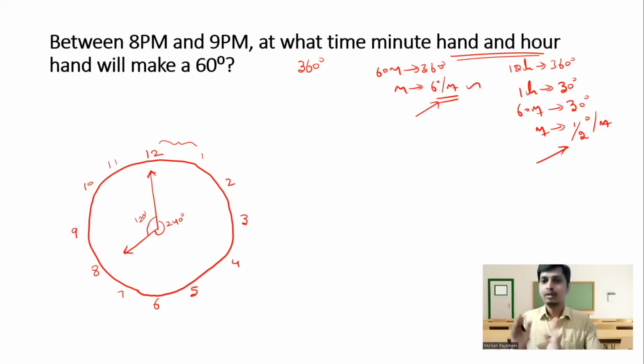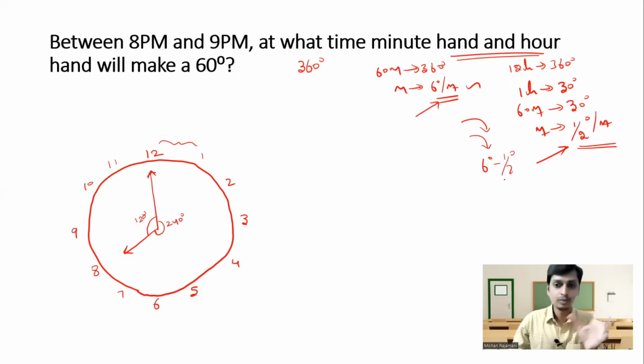Now, in 1 minute, the minute needle will cover 6 degrees. In 1 minute, the hour needle will cover half a degree. Both the needles are moving in the same direction, right? So what is the relative speed? When both the objects are moving in the same direction, to find the relative speed, it is 6 degrees minus half a degree, right? Speed of the faster moving object minus speed of the slower moving object, that is 11 by 2 degrees per minute.